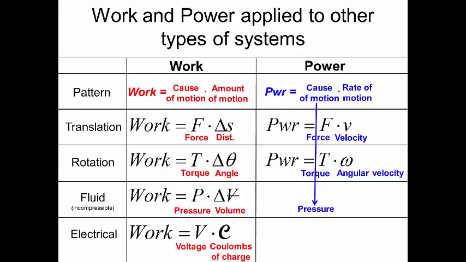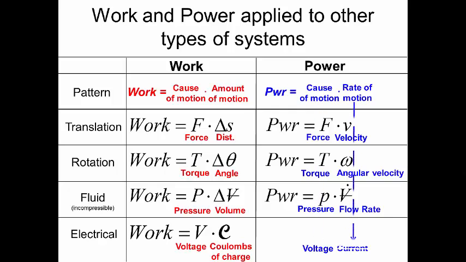For incompressible fluids, the cause of motion, again, is a pressure, and the rate of motion is a flow rate. So our power is equal to pressure times a flow rate. And in electrical systems, voltage is the cause of the motion, and the rate of motion is a current. So power is equal to the voltage times the current.